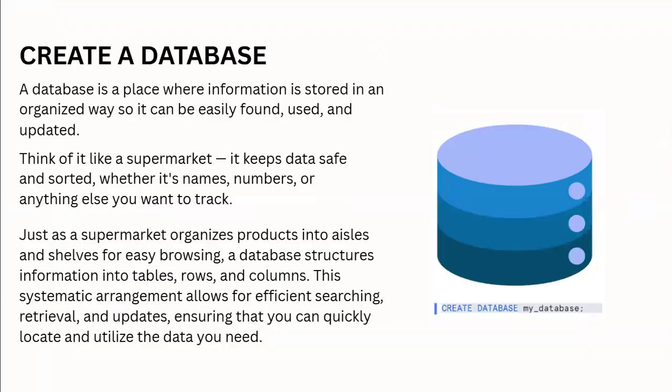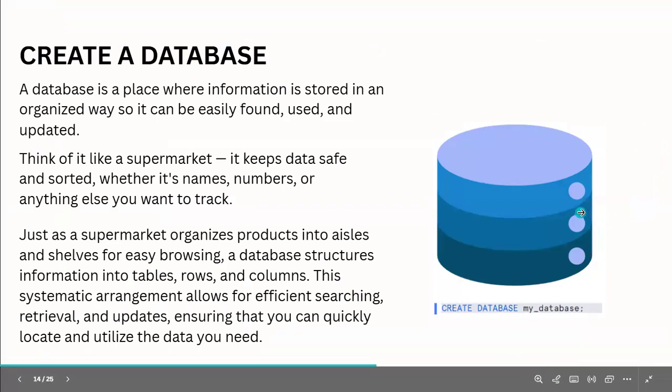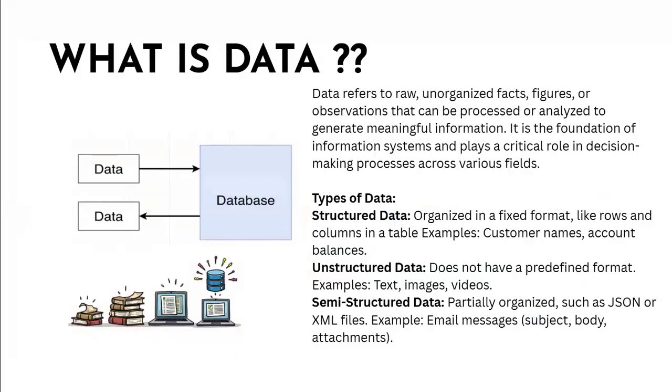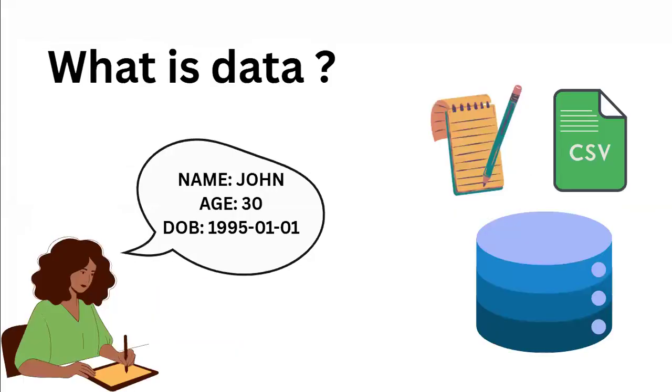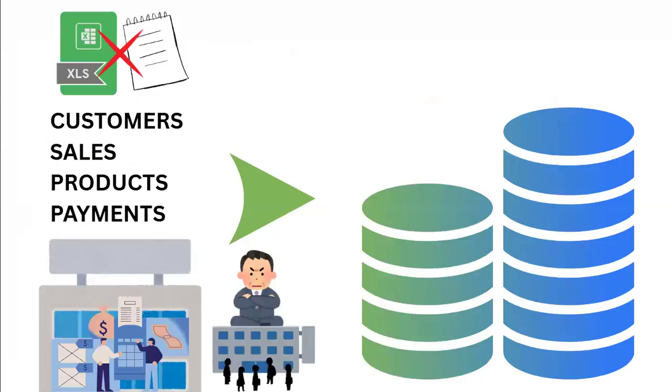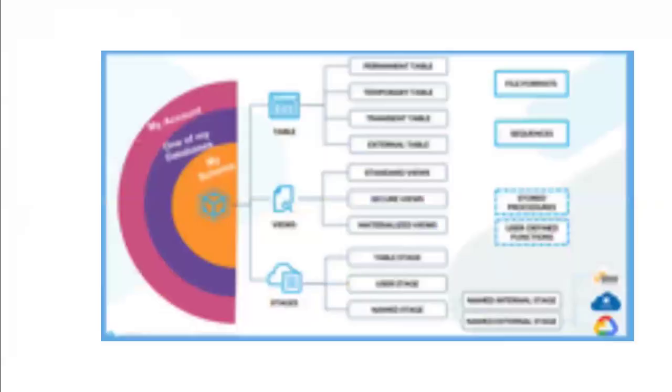Let me zoom into the database. We can create a database by using the keyword CREATE DATABASE followed by the name. We all know what we do in a database: we store and process the data. Data is classified into three types: structured, unstructured, and semi-structured data. Here I missed the slides. Okay, fine.